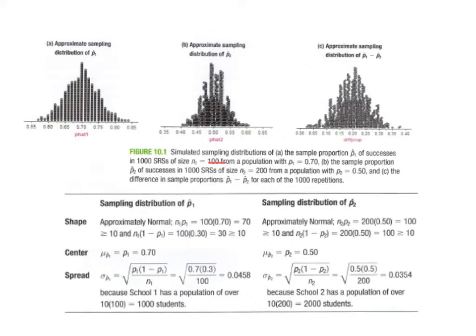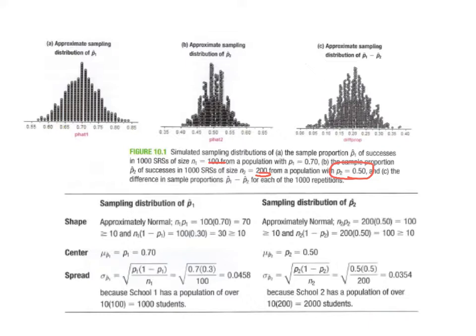Then we've got a second school. For the first school, P, our parameter, is 70% of them turn in their homework. The sample proportion from the second school used a sample size of 200, so there were 200 people in each sample at the second school, but their parameter was 0.5.